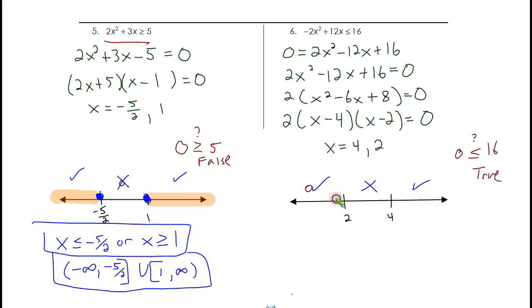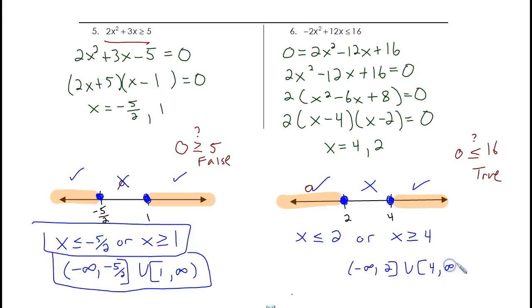We have another OR problem. We go back to the original inequality and see that it's or equal to, that's closed circles. So x is less than or equal to 2, or x is greater than or equal to 4. The alternative way to write that is negative infinity, comma 2, union 4, comma infinity.